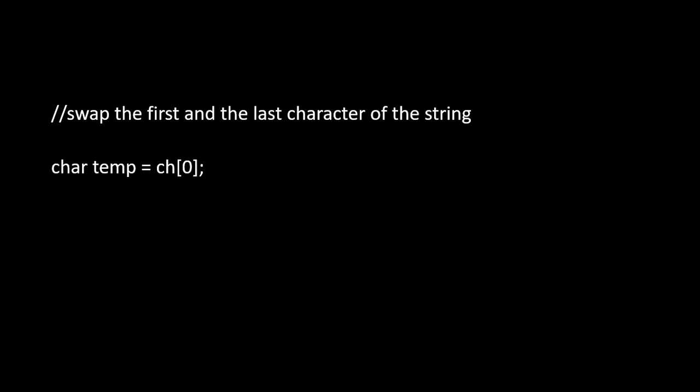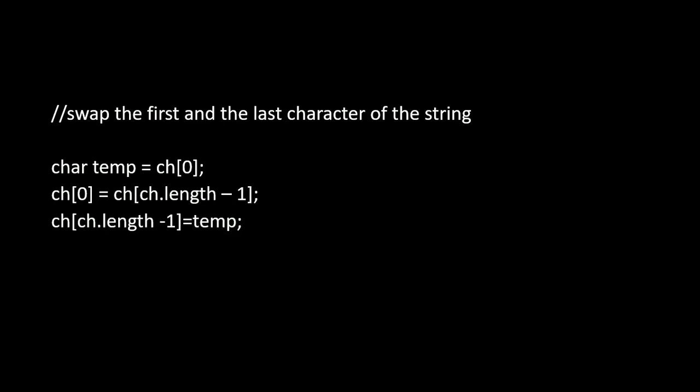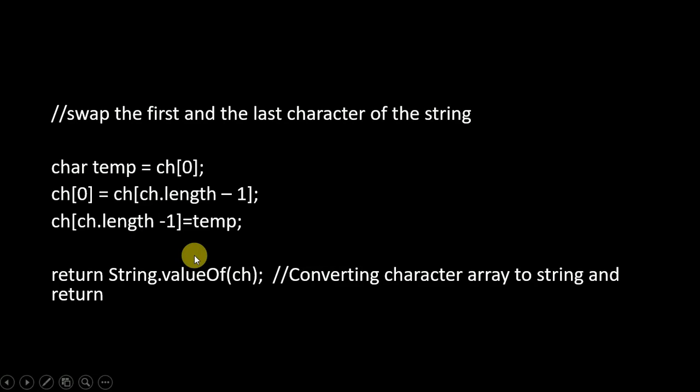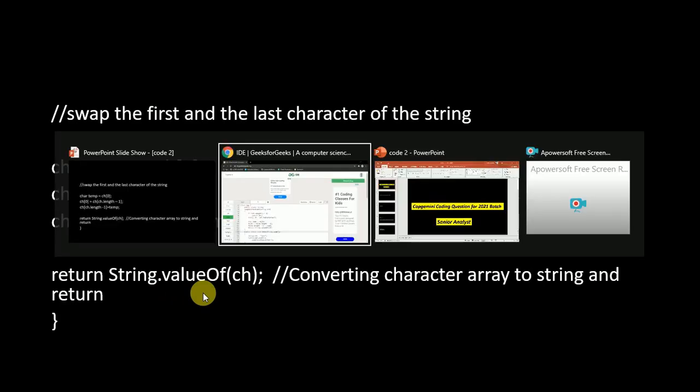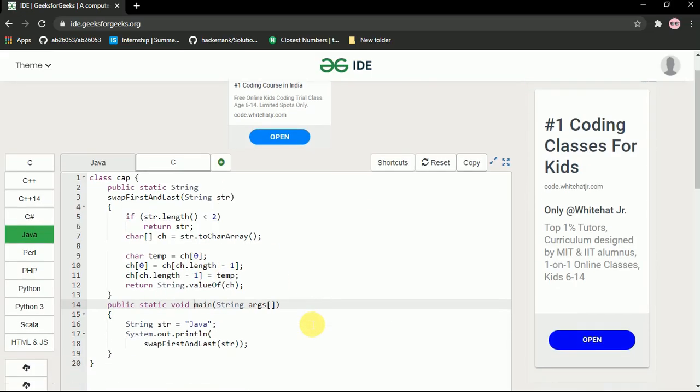First of all we will store the character at index zero into the temp variable. Then we will put the last character into the zeroth index, and at last we will put the temp variable, which contains the first character stored at index 0, into the last index, that is length minus one. Now we will simply return our string, after converting the array back to a string using String.valueOf(ch). Now we'll see the code we have written.